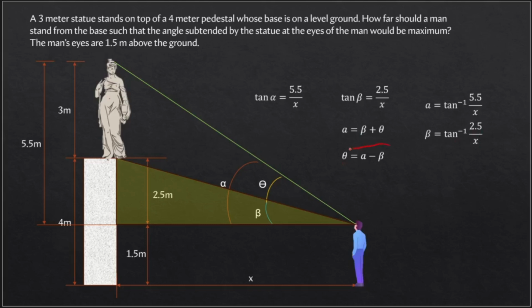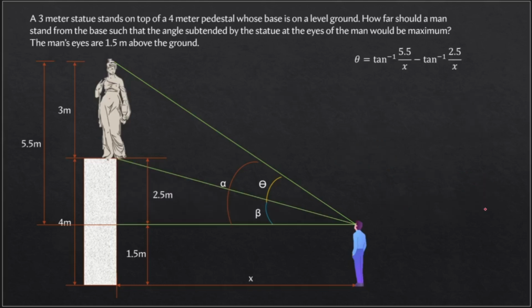And so we can rewrite this function as theta equals arctangent of 5.5 divided by x minus arctangent of 2.5 divided by x. So this is now what we are trying to differentiate. Next, since we want to maximize the angle theta by determining the distance x where the man should stand from the base, we need to differentiate theta with respect to x. This is so we can find the value of x where the angle is maximum.